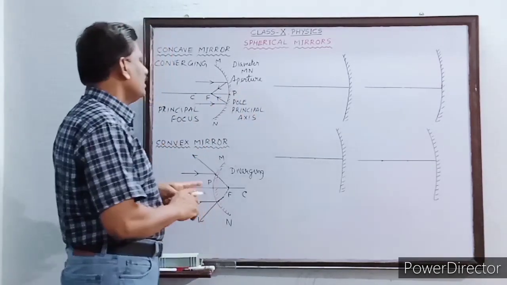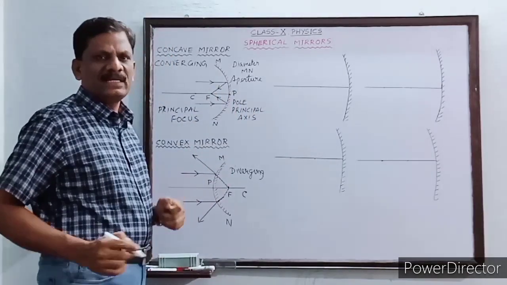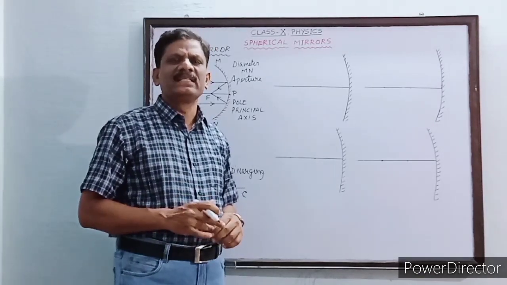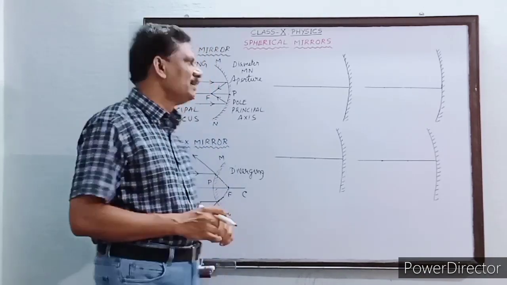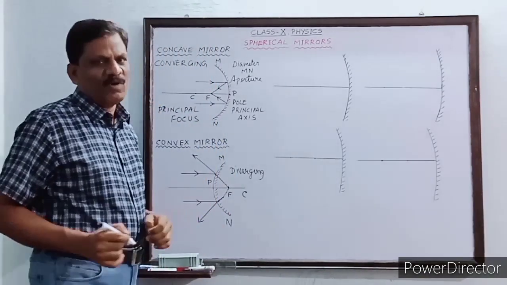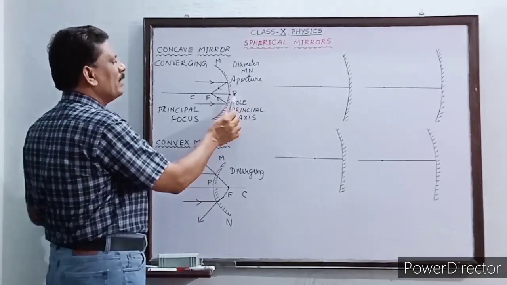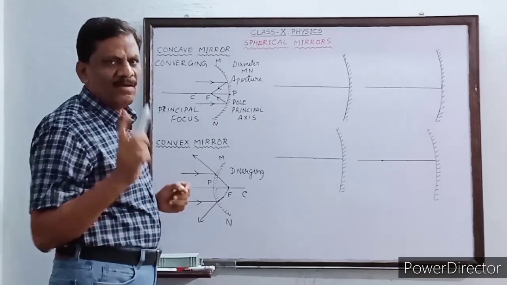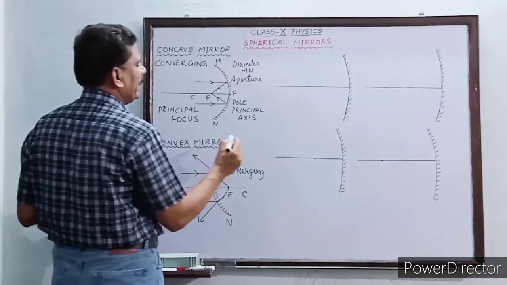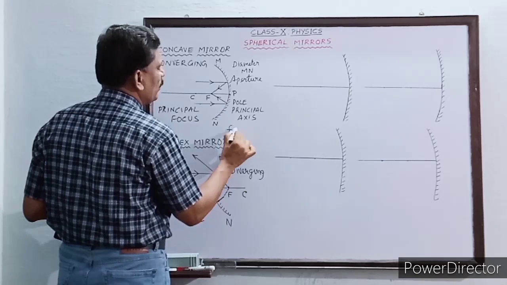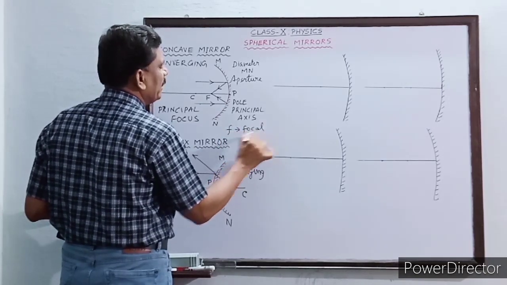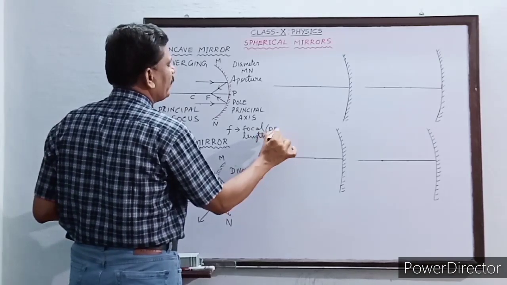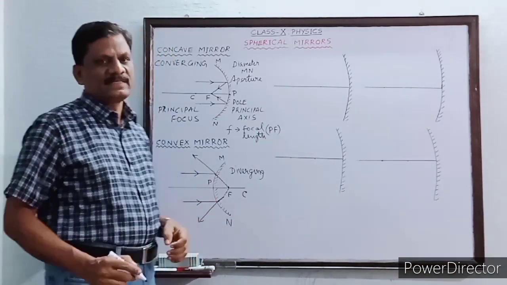Okay. Then what is the point P called? Already I told you that it is the midpoint of the reflecting surface of the mirror, and that is called the pole of the mirror. And F is the principal focus. And the distance between the pole and the principal focus, PF, this distance is called the focal length. And the focal length is always represented by small f. It is the distance from the pole of the mirror to the principal focus.